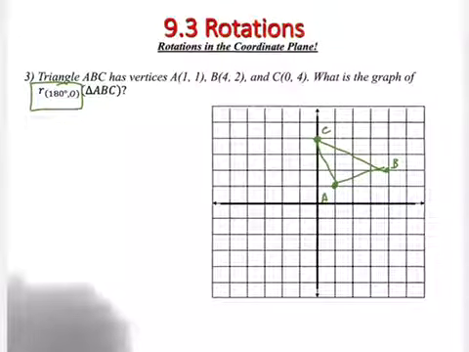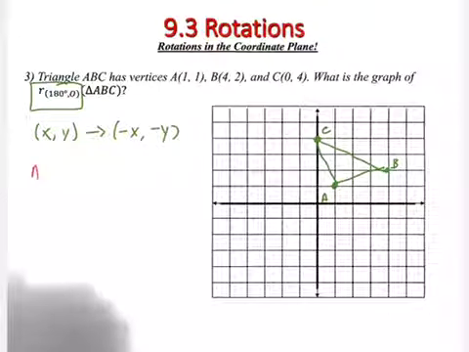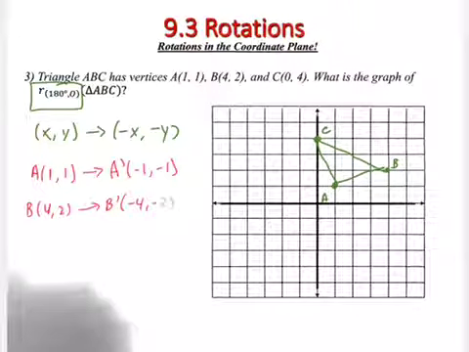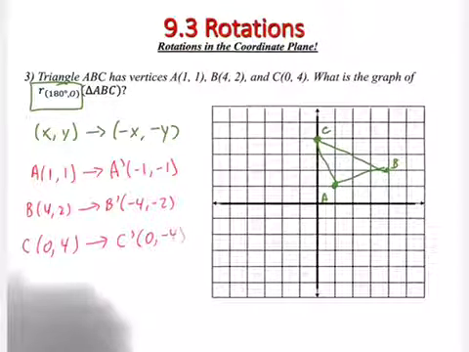Now for 180 rotation, that's pretty easy. We go from x, y to just changing the sign of both, so negative x, negative y. As we do our transformation, we start with A as 1, 1, and after the rotation it becomes A prime at negative 1, negative 1. Point B starts at 4, 2. When we rotate it, it becomes B prime at negative 4, negative 2. And then C goes from 0, 4. We rotate it, it becomes C prime at 0, negative 4.